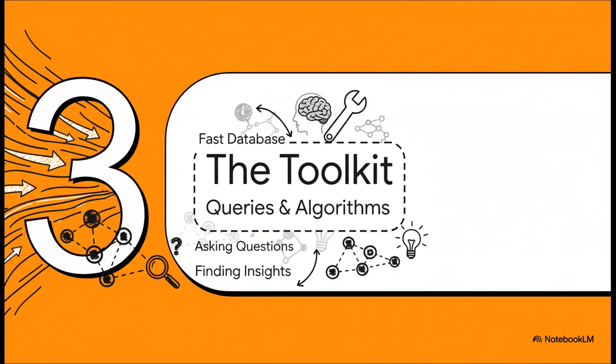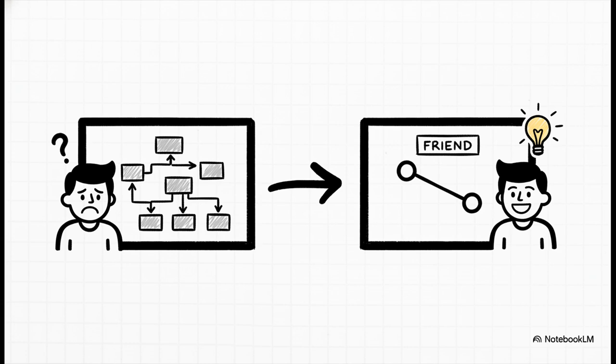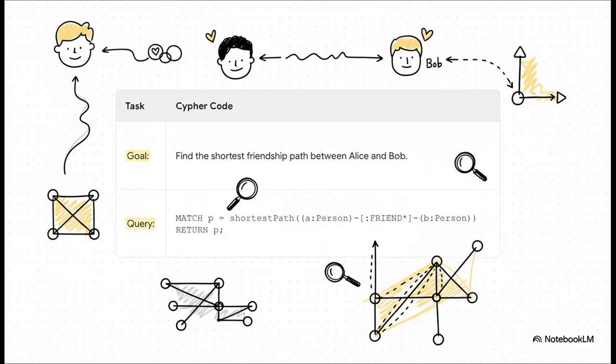Okay, so you've got this blazing fast database. Now what? How do you actually talk to it? Let's get into the toolkit and see how Memgraph lets you ask some really powerful questions. If you've ever used SQL, getting started here is surprisingly easy. Memgraph uses a language called Cypher, and it's designed to be what we call declarative. That's just a fancy way of saying you describe what you're looking for, not the step-by-step recipe on how to find it. It makes the code so much easier to read, it's almost like you're just writing out the question in plain English.